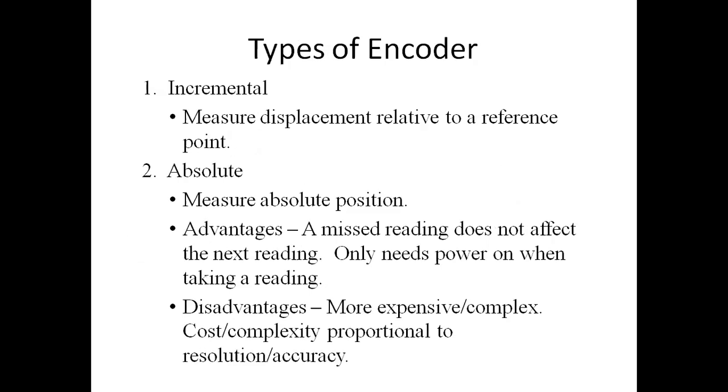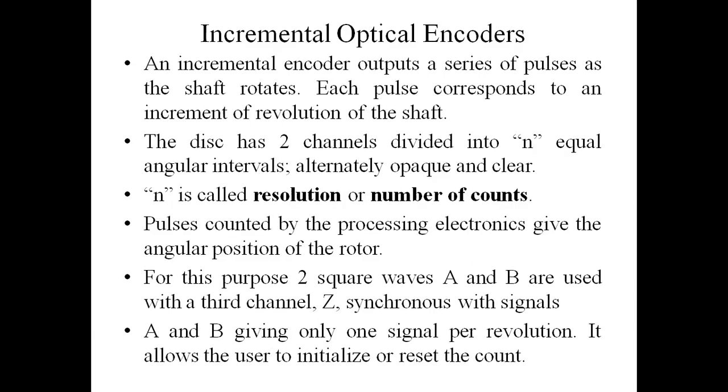The next thing we need to see is the types of encoders. We have two different types, the incremental and the absolute. An incremental encoder measures the displacement relative to a reference point, whereas an absolute encoder measures an absolute position. Regarding advantages and disadvantages, a missed reading will not affect the next reading when using an absolute encoder. It only needs power when you are reading. The disadvantage is that it is more expensive or complex, with a cost and complexity proportional to resolution or accuracy. Let me see one by one.